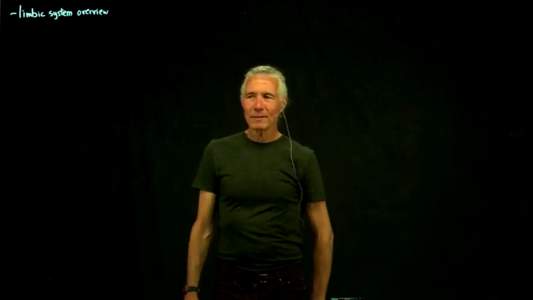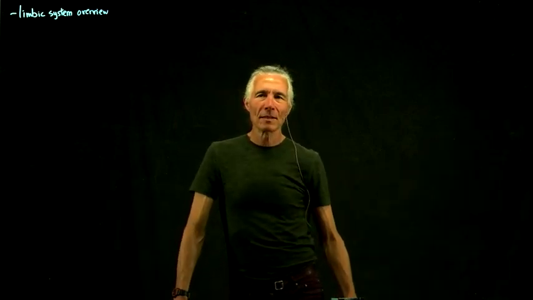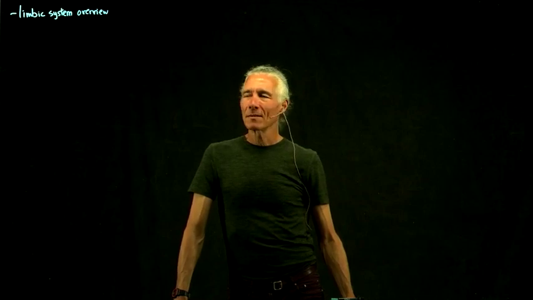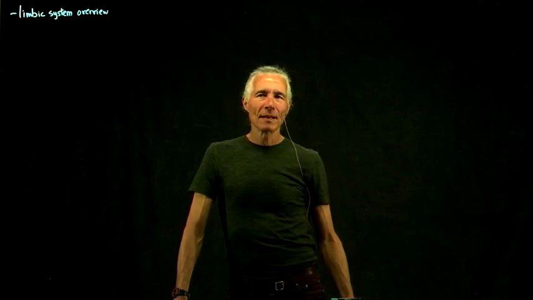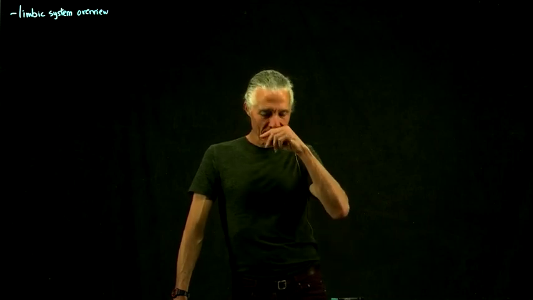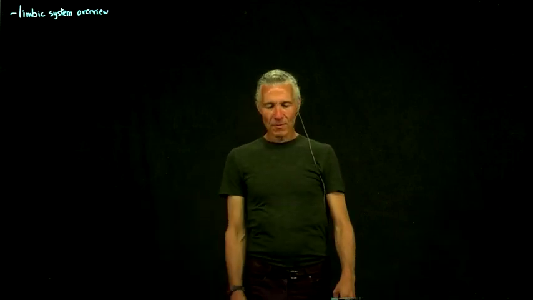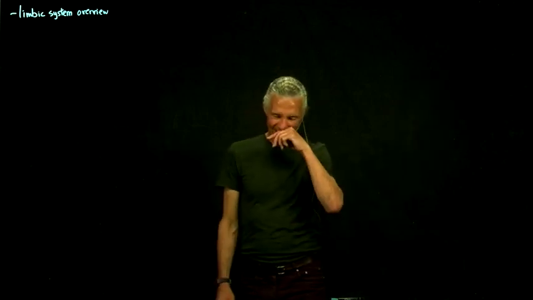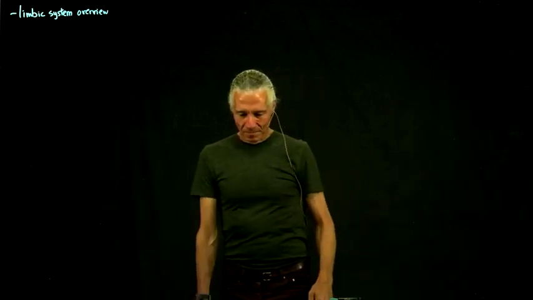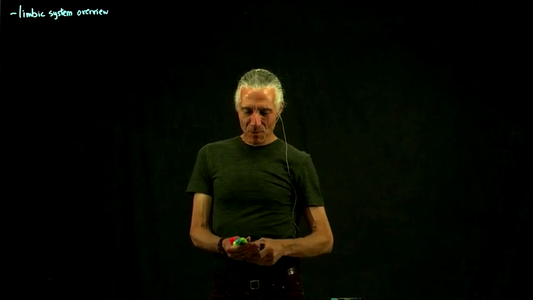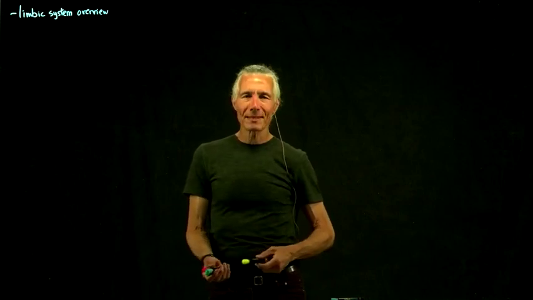But some of the main parts, like the hippocampus, we're going to talk about in more detail, and we'll also talk about head direction cells and part of the hypothalamus and other places. Want to remember those. So, why is it called the limbic system?